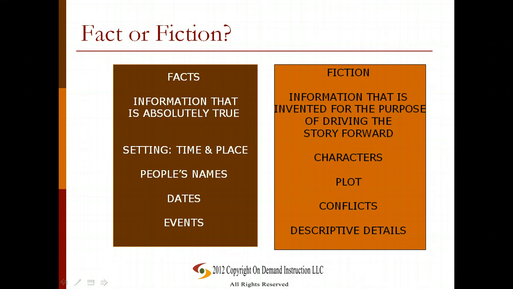The fictional aspects, we would define those as being information that is invented for the purpose of driving the story forward. So it's fictional, it is not necessarily true, it is created. Those things we may find in the characters, in plots, or parts of the plots, such as subplots, in some of the conflicts, and in some of the descriptive details. It's really hard to get inside of the minds of people in historical time periods, so sometimes a novelist will make that part up.